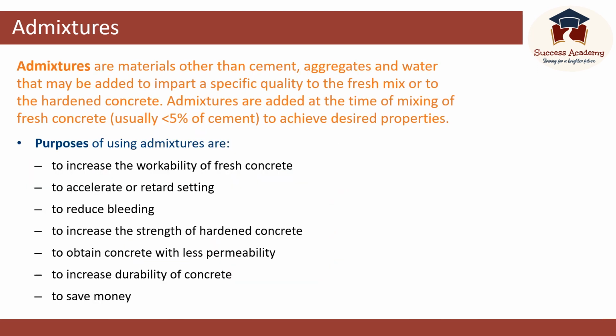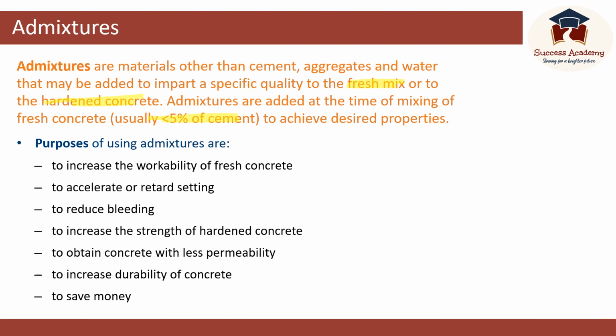Admixtures are the materials other than cement, aggregate and water that may be added to impart a specific quality to fresh concrete or to hardened concrete. Admixtures are added at the time of mixing of fresh concrete, usually less than 5% of cement, to achieve desired properties. Now let's see the properties that we can get from adding admixtures.